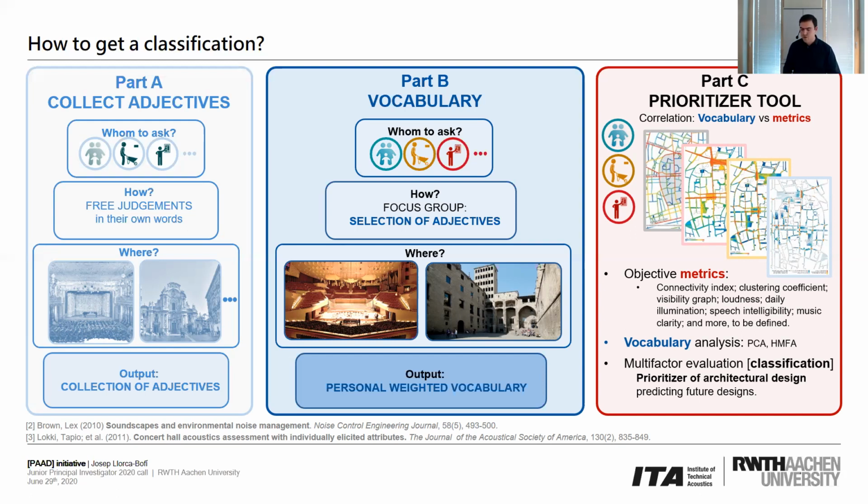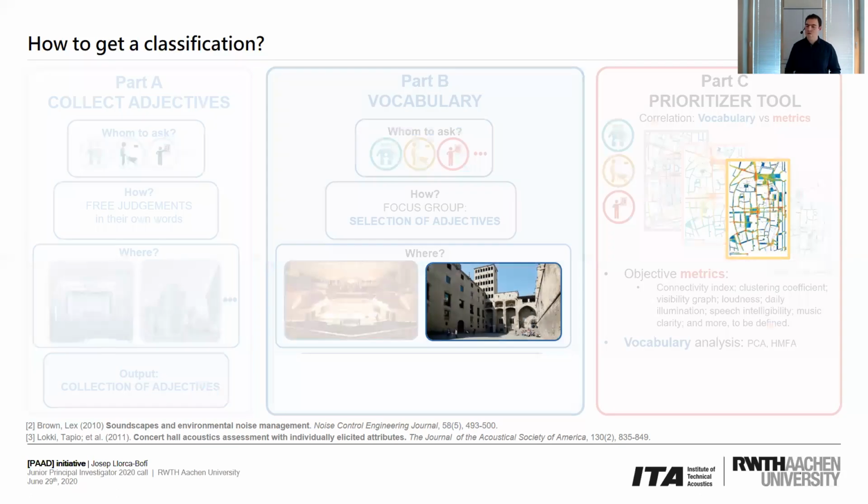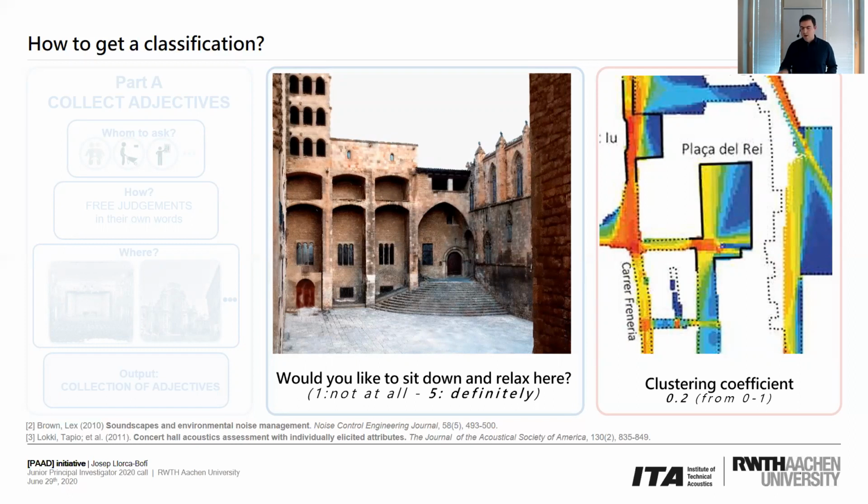And this is a final tool, which is the final goal of this project, which I will show to you. So let's put an example now. Let's imagine we take Plaza del Rey in Barcelona, and we have a virtual environment where people can go inside, have an immersive experience, and the questionnaire is asking if he wants to sit down in this place, and he says, yes, 5, definitely, I would like to sit here, take a rest. And in parallel, we have several objective metrics measured from there.